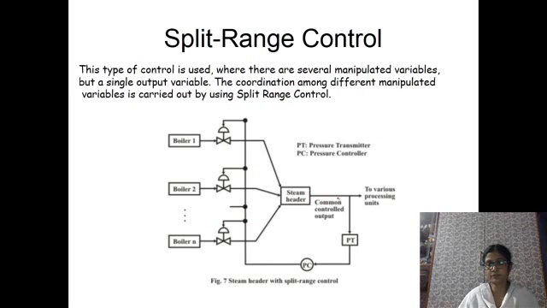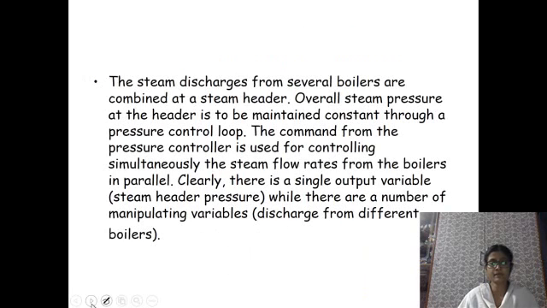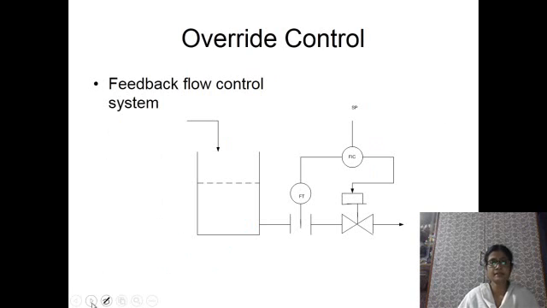The output of the steam header is the steam pressure. By that, the different manipulated variables are controlled. That is the boiler discharge of all the boilers. So a number of boilers' discharges are controlled by a single steam header pressure. So this is the splitting or split range control.